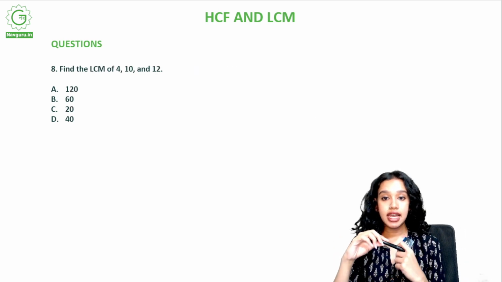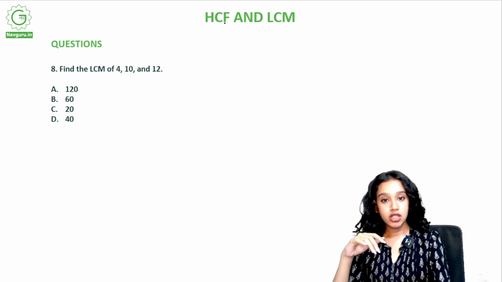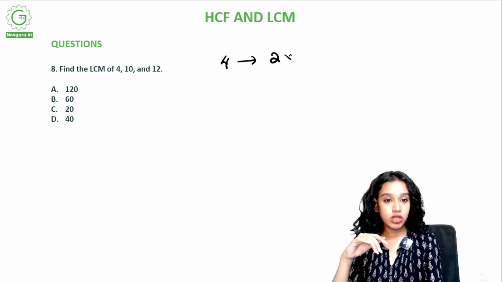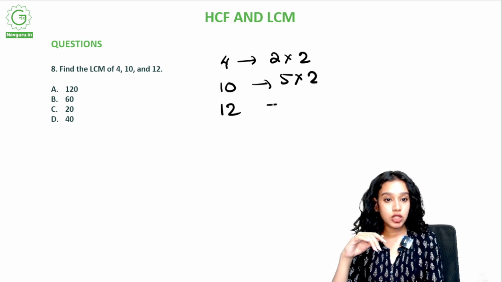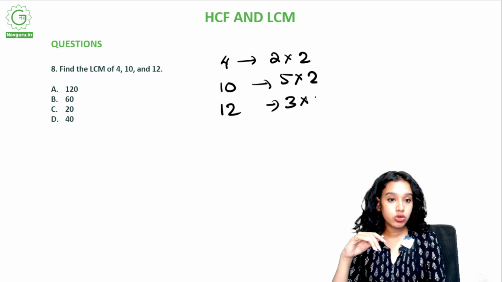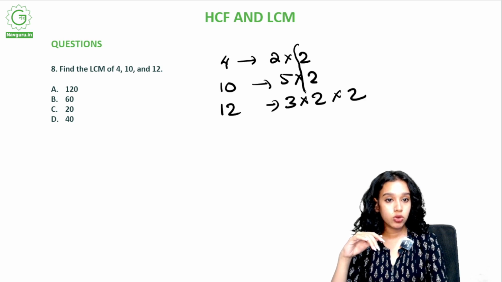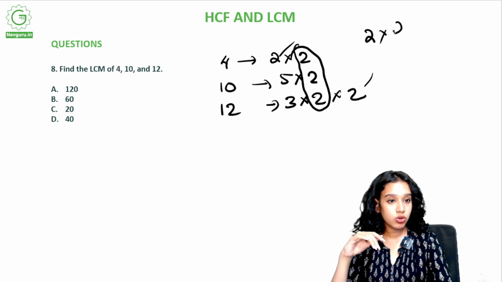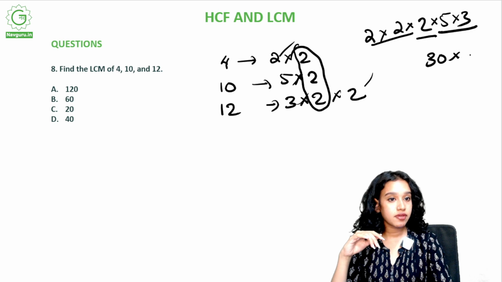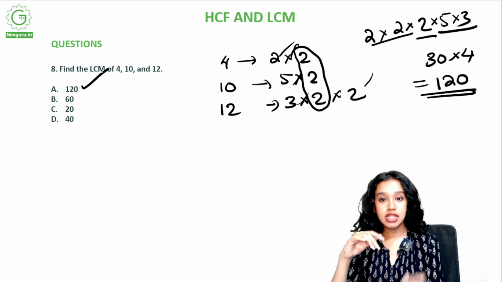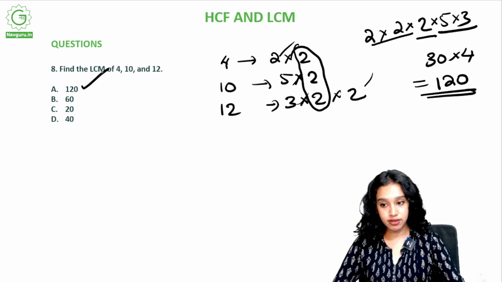Now, find the LCM of 4, 10 and 12. So we have 4, which can be written as 2 into 2, 10, which is written as 5 into 2, and 12, which could be written as 3 into 2 into 2. So we have 2 common in all of these. So we multiply this 2 by the 2 here, and we have 5 into 3. So we have 15 into 2, which is 30. And we have 4 here, so 30 into 4 gives us 120. So 120 is the least common multiple of 4, 10 and 12.